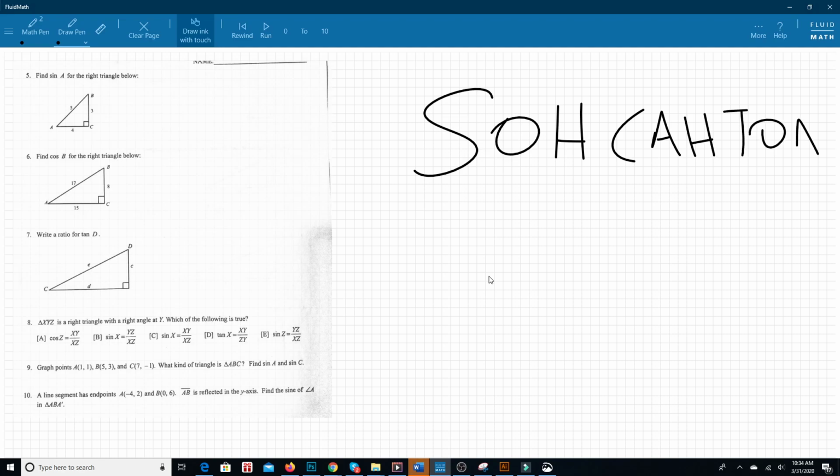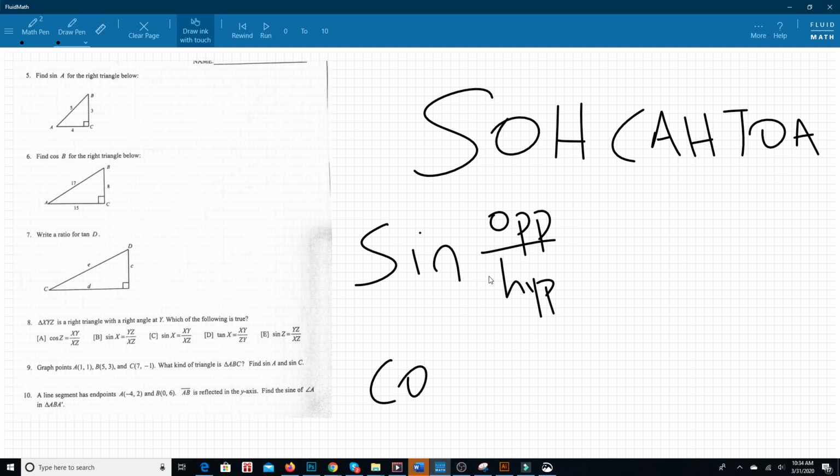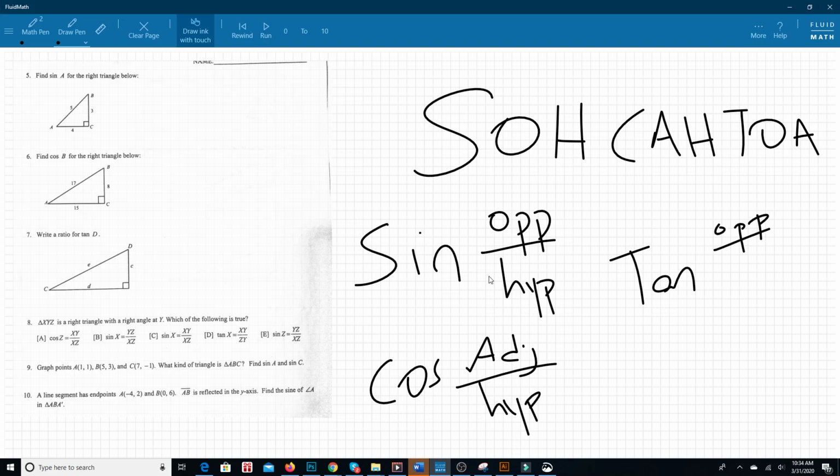SOH CAH TOA. Alright, so it deals with sine, which is opposite over hypotenuse. Then we have cosine, right, which is equal to adjacent over hypotenuse. And tangent is equal to opposite over adjacent.